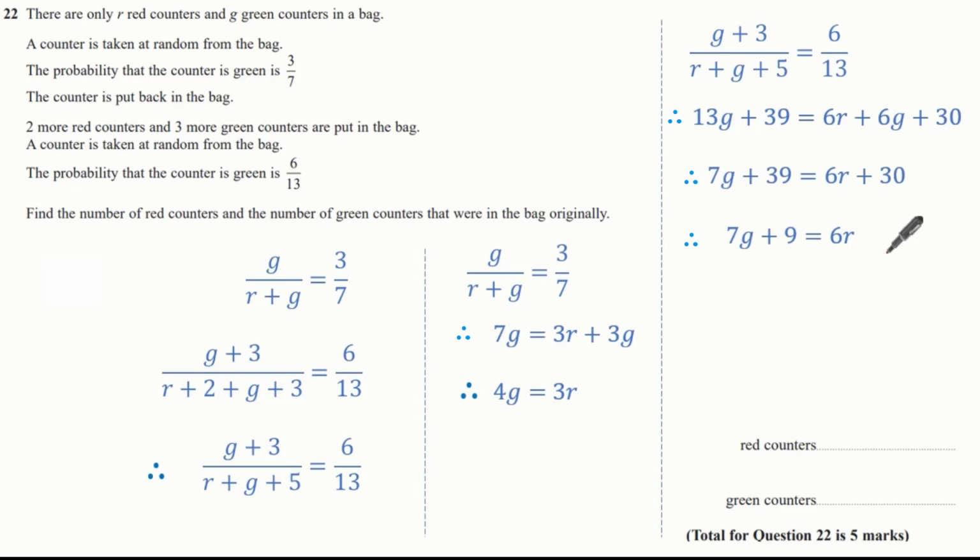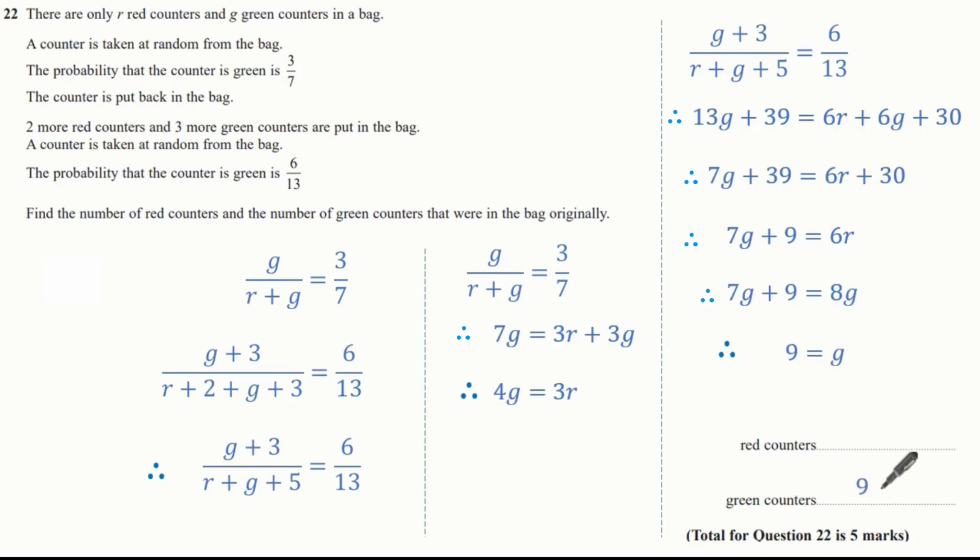Now remember from the equation we had before, we know 3 R's is 4G. So if we know 3 R's is 4G, it's fair to say 6 R's would be 8G. So now we have 7G add 9 is equal to 8G. From here we can solve. So subtracting 7G from both sides means 9 is equal to G. So that means we know we have 9 green counters.